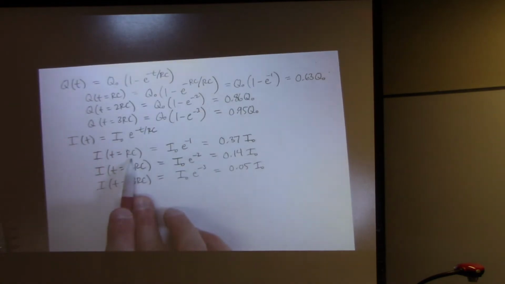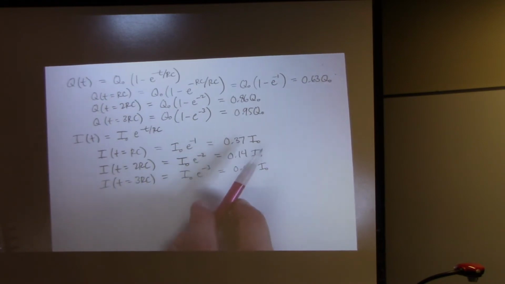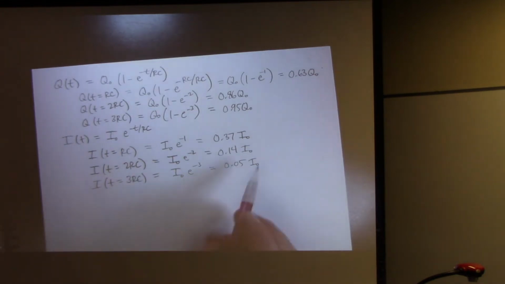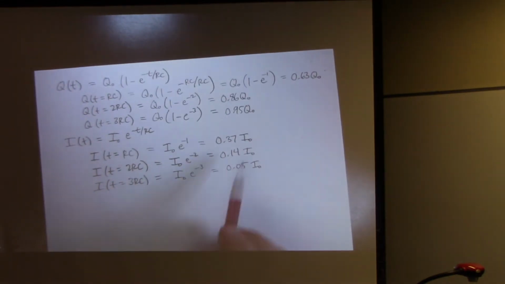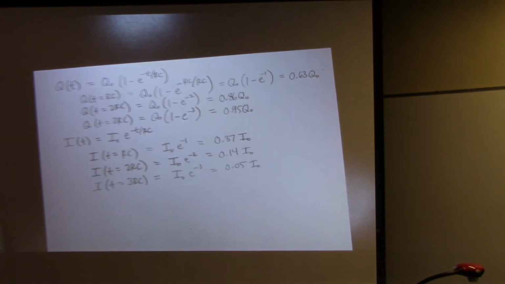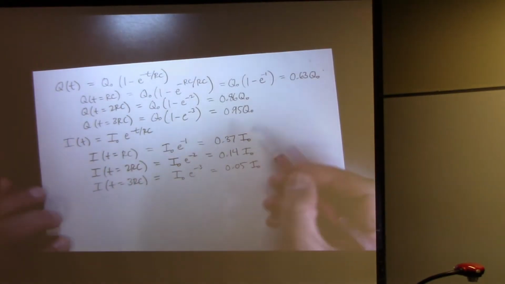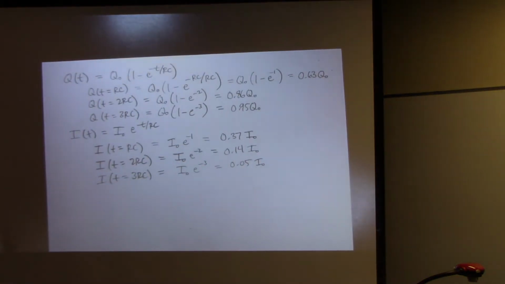After this much time passes, RC, I've dropped to 37% of the maximum current. If I do 2 times RC, if I wait this long, now my current is even less. It's only 14% of its peak at the beginning. If I wait 3 times RC, then it's only 5% of that maximum current. Okay, so what's happening? The charge is getting bigger over time, the current is getting smaller over time, and RC, that quantity, has something to do with how long it takes.